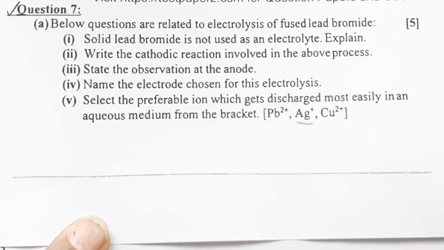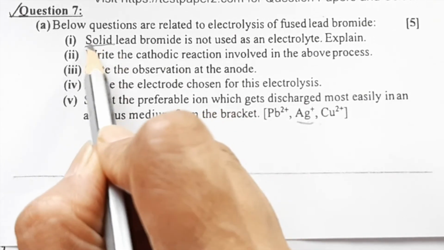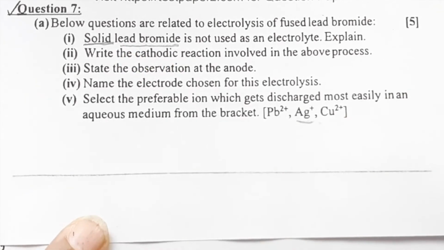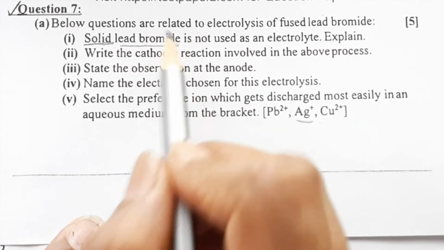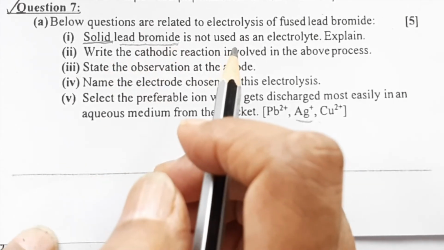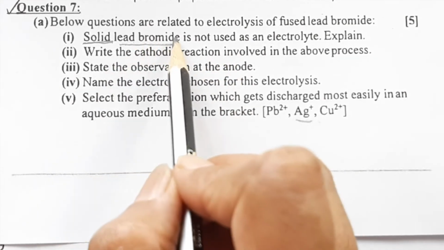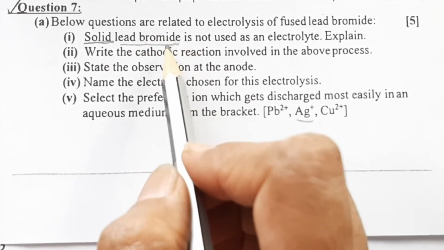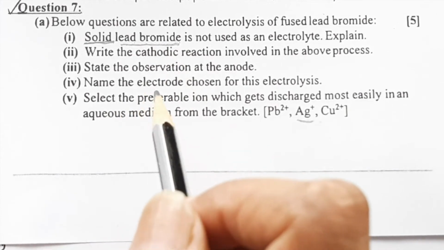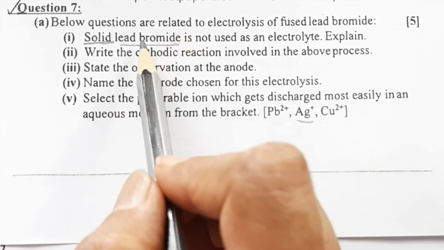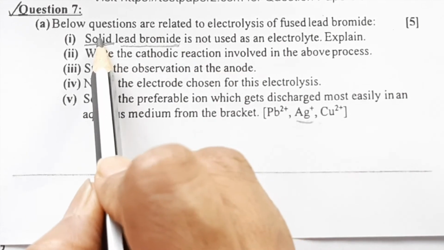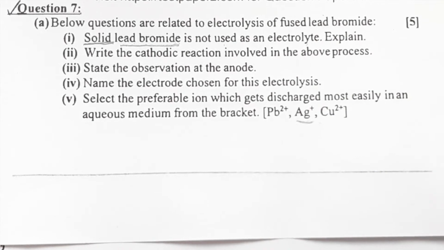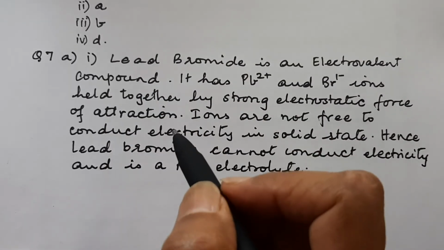Explain. Now here the key word is solid. Why should it not be solid? Because lead bromide, what kind of compound is it? It's an electrovalent compound. It's an ionic compound. And so it is going to have a rigid solid structure, and the ions are not going to be free because they are held together by strong electrostatic force of attraction. So if the ions are not free in solid state, it cannot conduct electricity, so it will not be an electrolyte. See the way we write the answer?